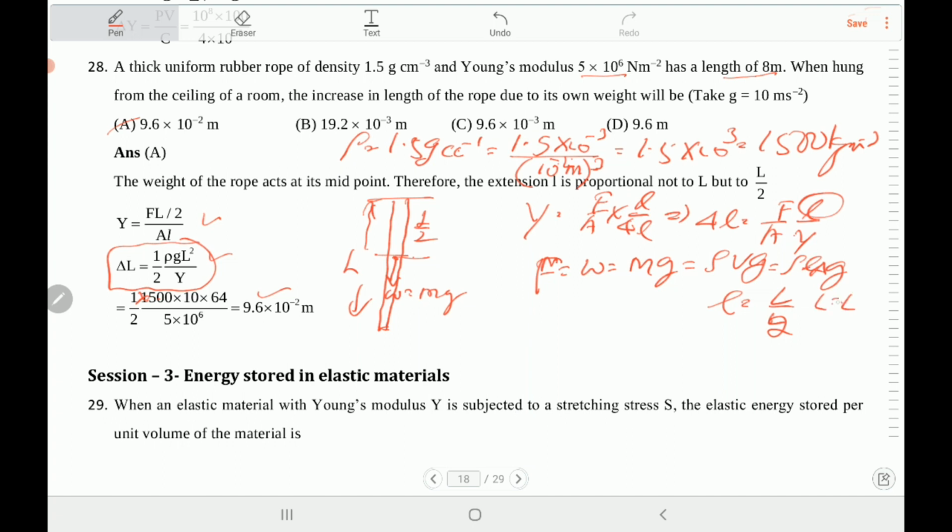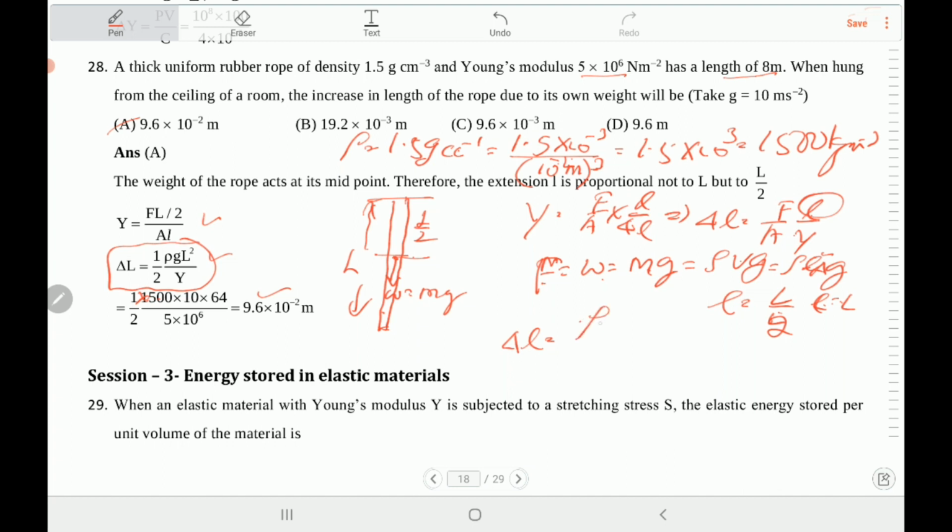And the L in the mass term is the full L, because it is the full length of the wire having mass M. That's why, see, for this you write full L, and for this you write L by 2. So you write delta L equals, instead of F, you write mg.